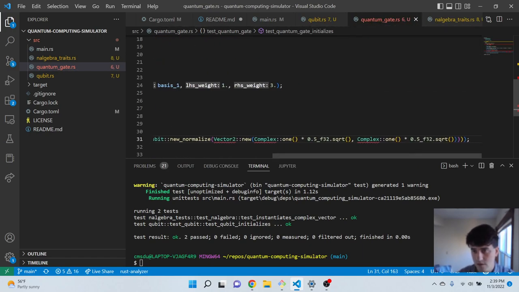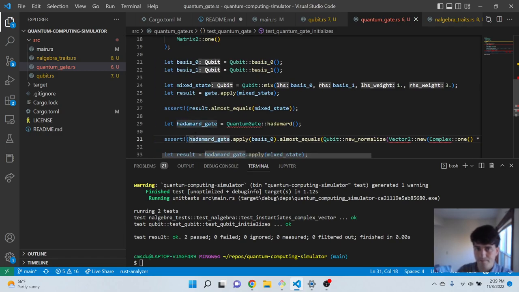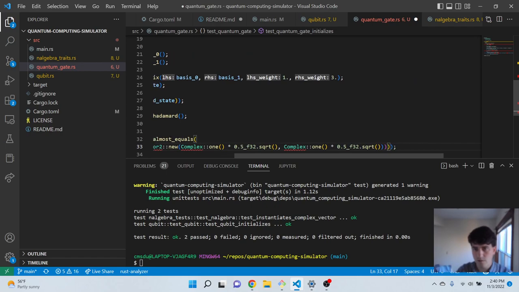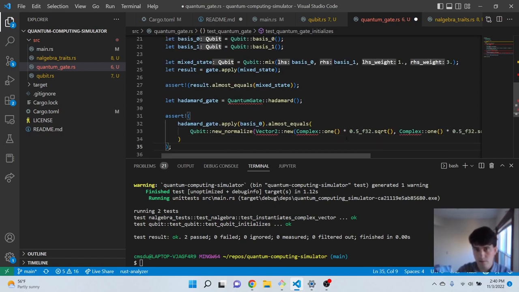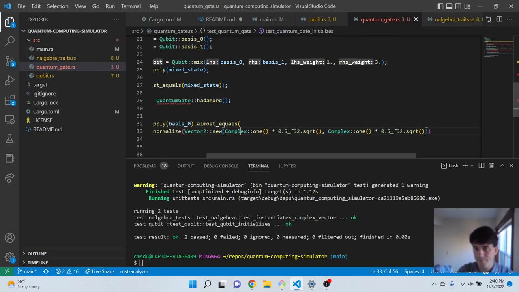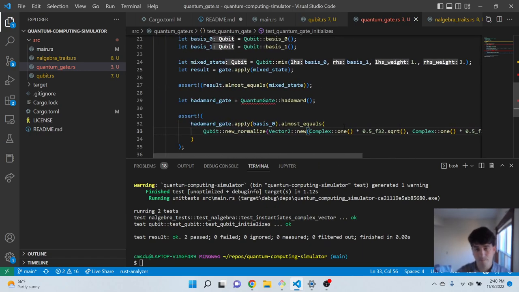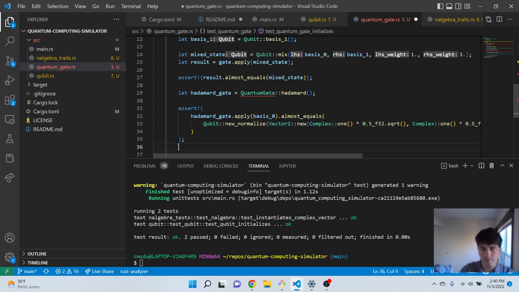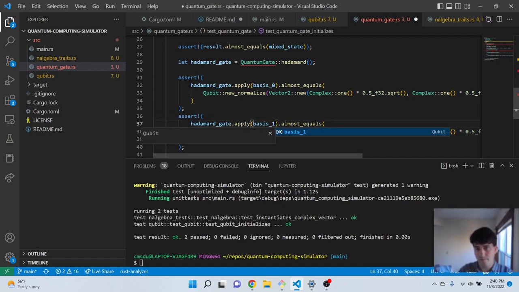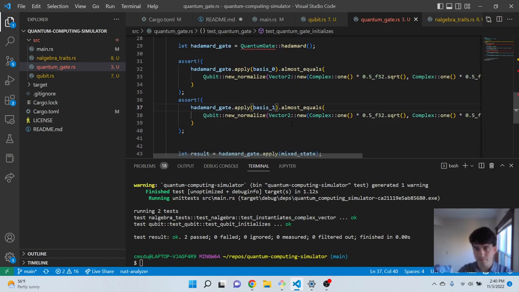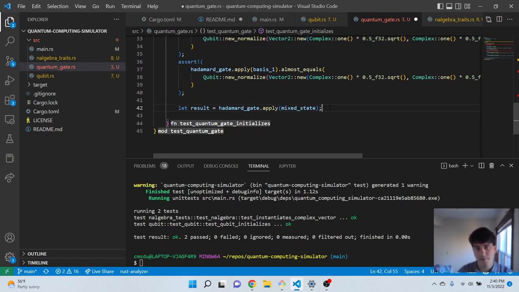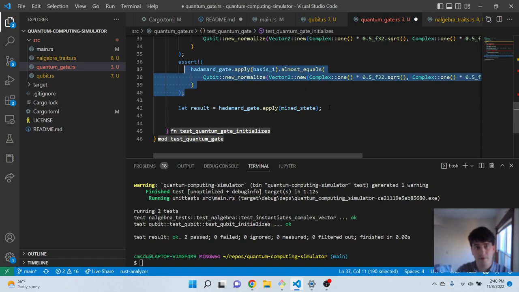Assert almost equals. That's what we want. And then we will also assert that for basis 1, the same thing. And let's apply it to a mixed state, and then we will assert something about that mixed state.